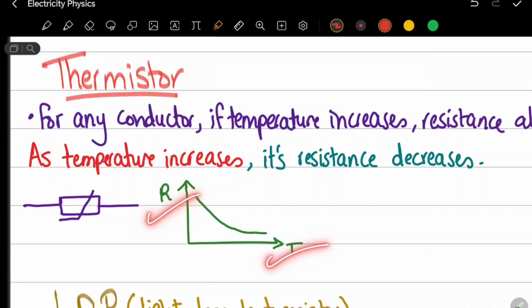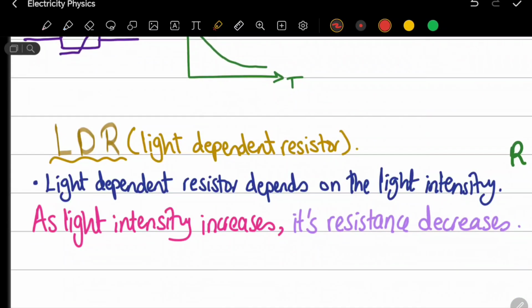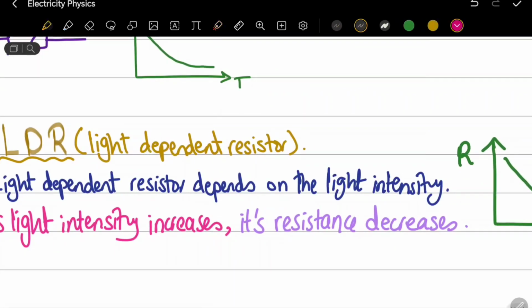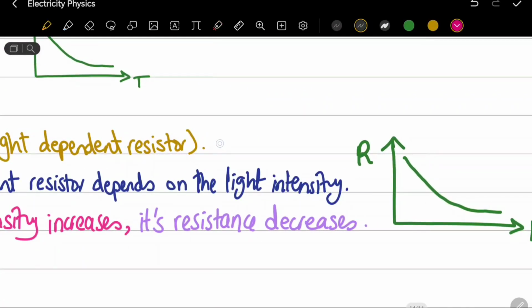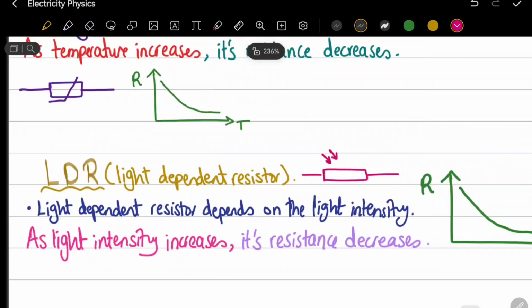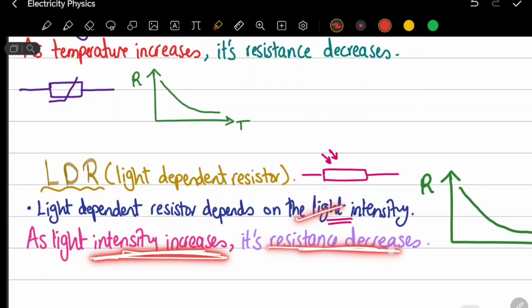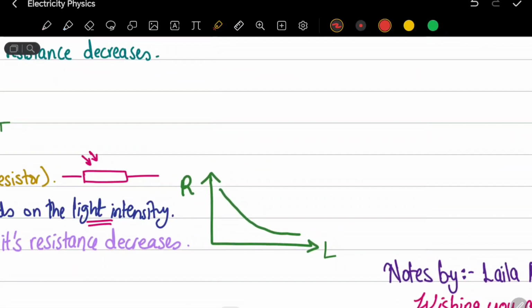Now the LDR, which is the light dependent resistor. And this is the electrical symbol for the light-dependent resistor. It's a normal resistor, just with two arrows on the side to represent the light. From its name, light-dependent resistor, of course, it's going to depend on the light intensity. As the light intensity increases, its resistance decreases. And this is the graph which is used to represent this.